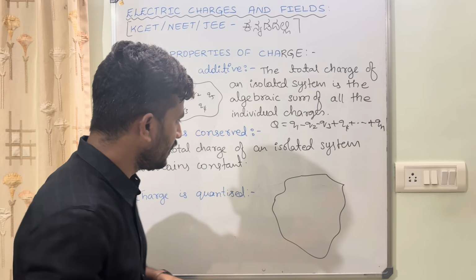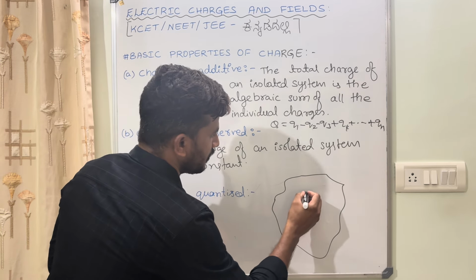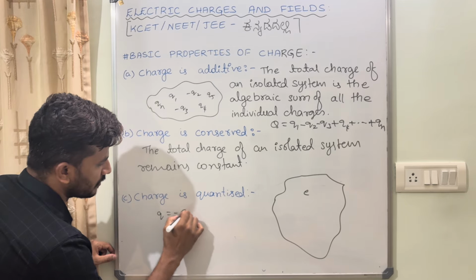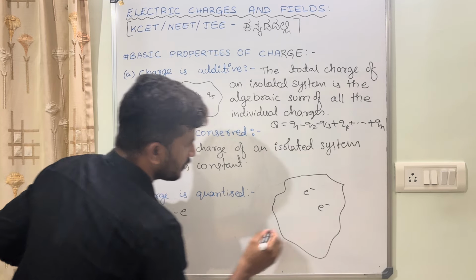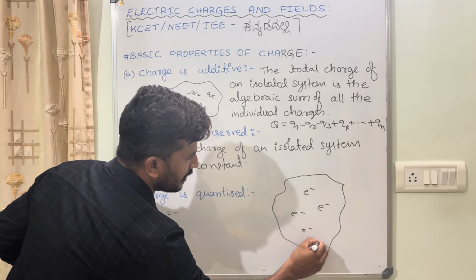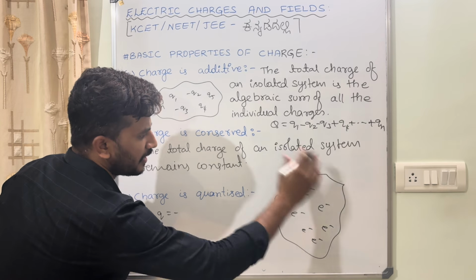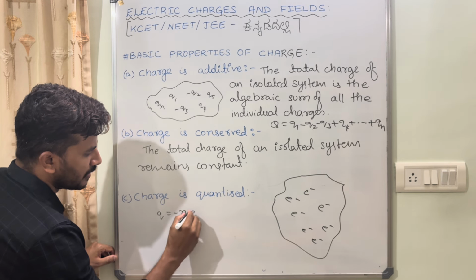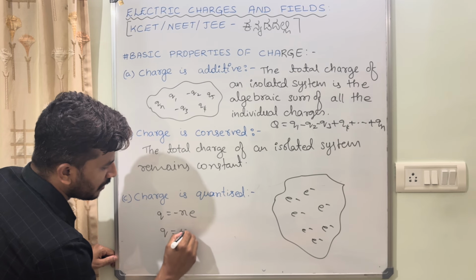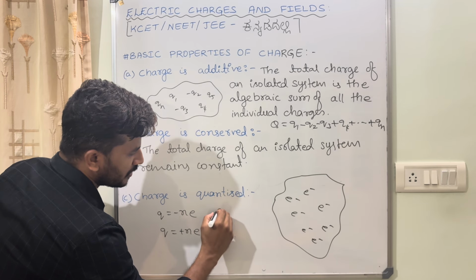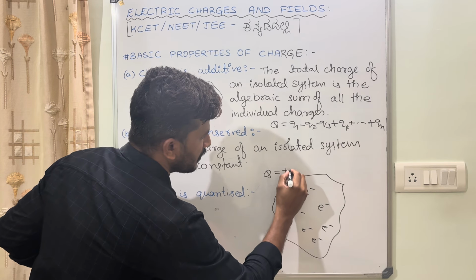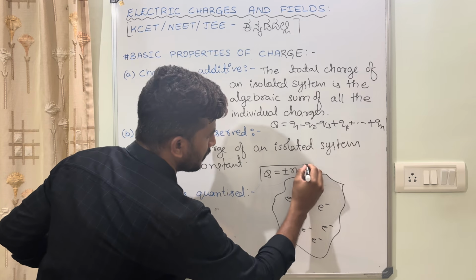Understood? Suppose there are some electrons here. Maybe there is one electron. What is the charge? Q is equal to minus e. Two electrons: what is the charge? 2e. 3 electrons, 4 electrons, 5 electrons, 6 electrons. Like that, if there are n number of electrons, the charge is minus ne. Similarly, if electrons are fewer and protons are more, then plus ne. So the total charge on this body will be plus or minus ne. You can take small q or capital Q.